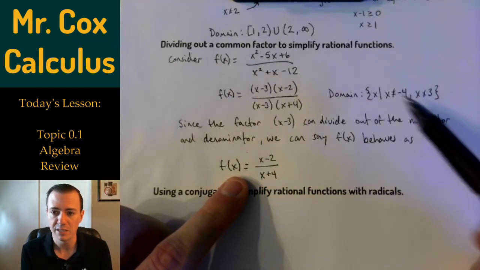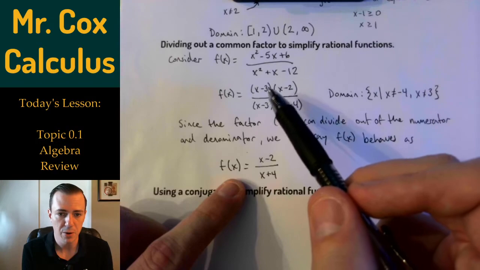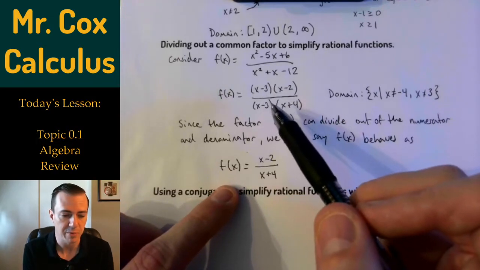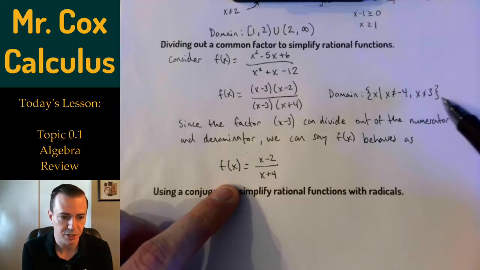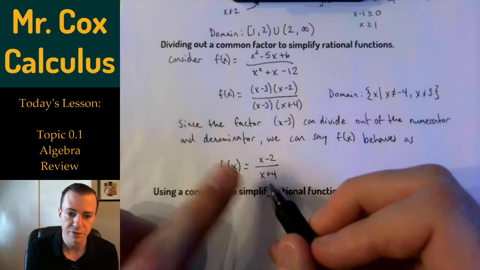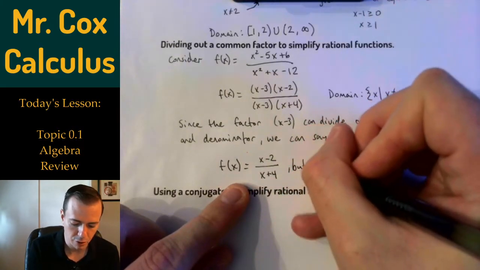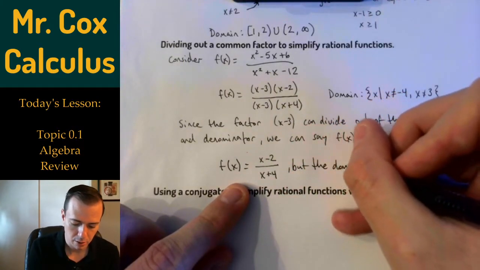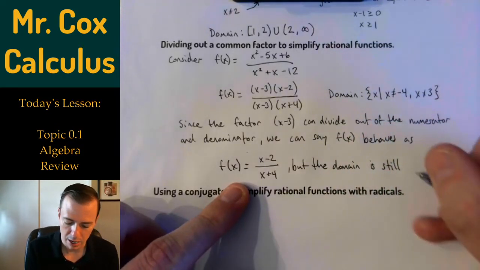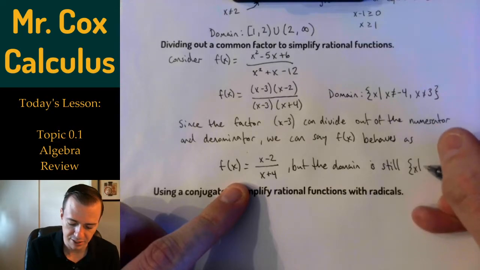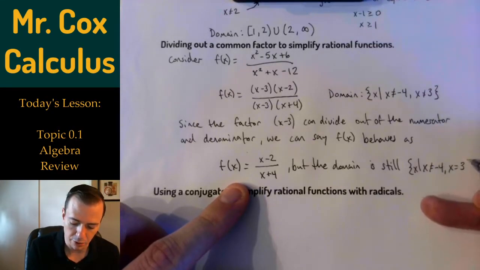But remember, we still also had to exclude this x equals 3. So even though this factor canceled out right here out of both the numerator and the denominator, I still have to have this restriction on my domain. So the function can behave like this, but the domain is still the set of x such that x cannot equal negative 4 and x cannot equal 3.